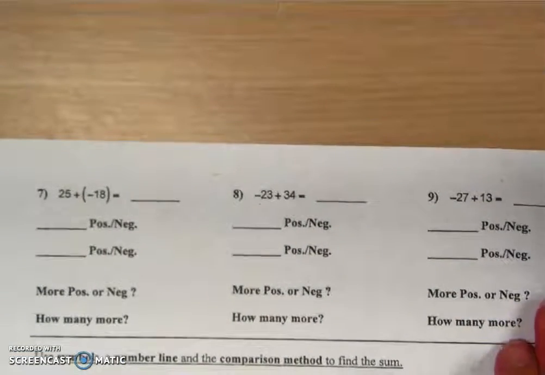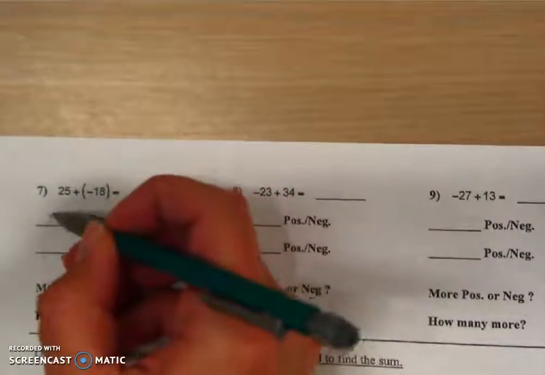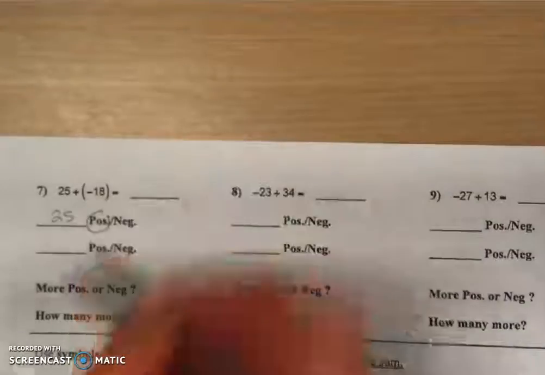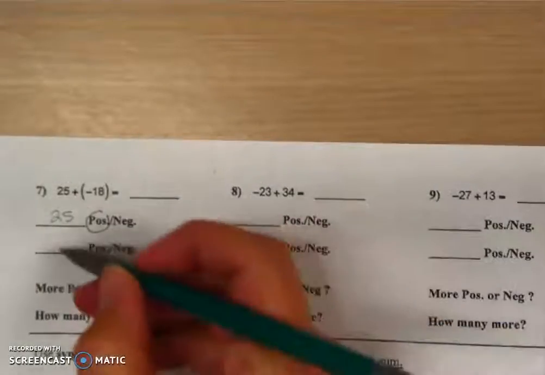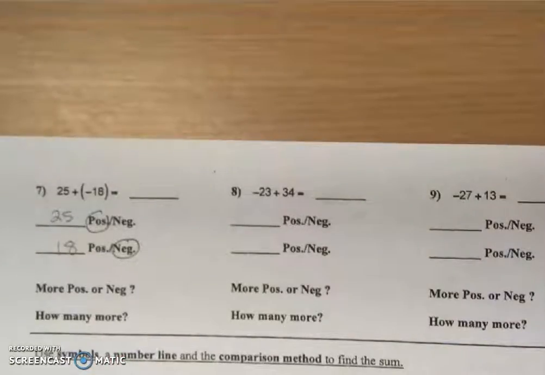Let's look at the back. Almost done with this one, and then on to the exit ticket. Let's try 25 plus negative 18. We have 25 positives, and then we have 18 negatives. So which one do I have more of? Do I have something to compare here?